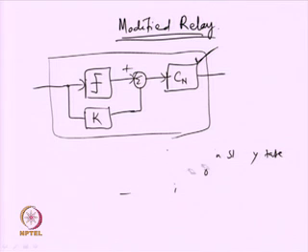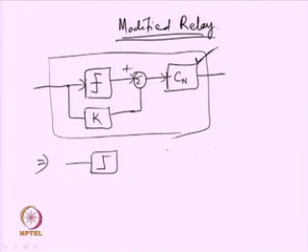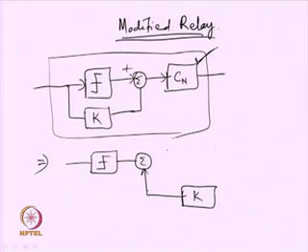Now, how this modified relay can further be represented? This is same as a relay with the gain shown in the feedback path with Cn. Okay. Now, we will connect the modified relay with the TITO system.